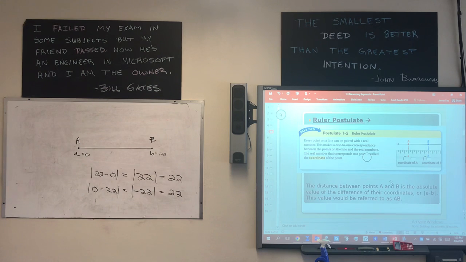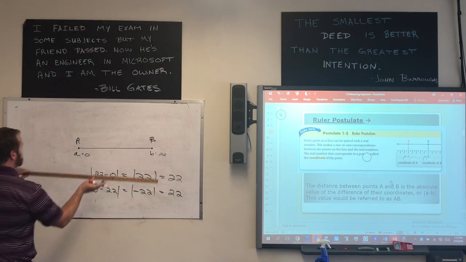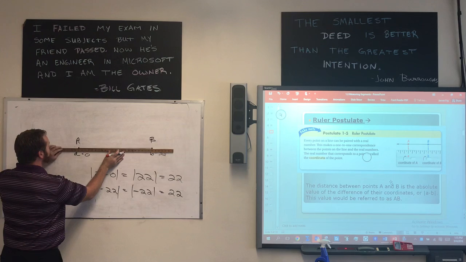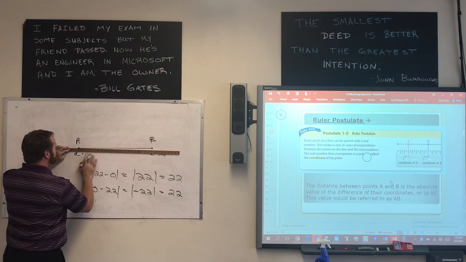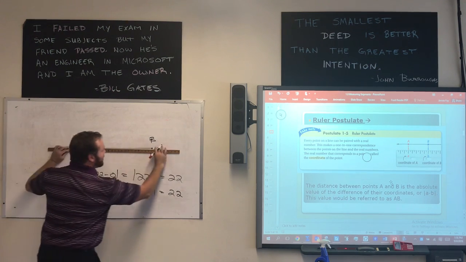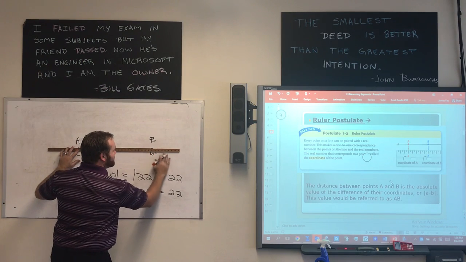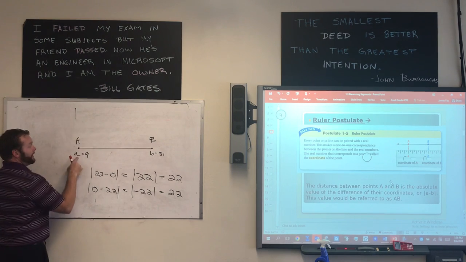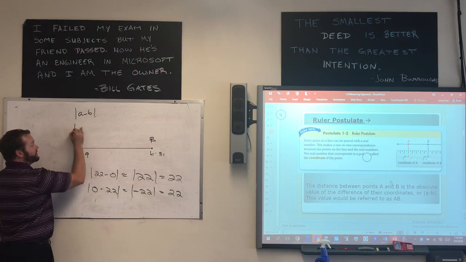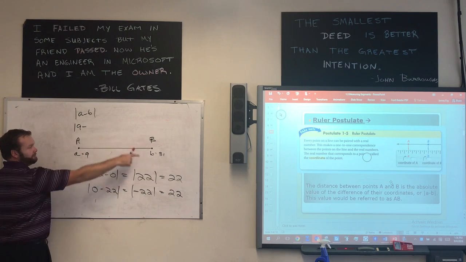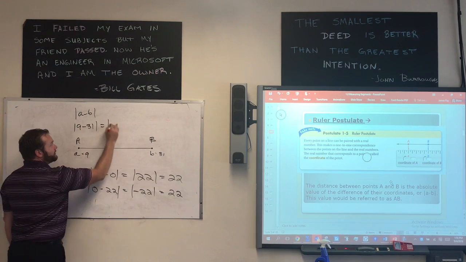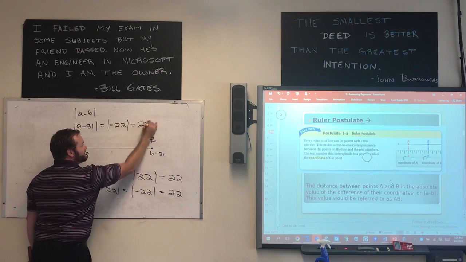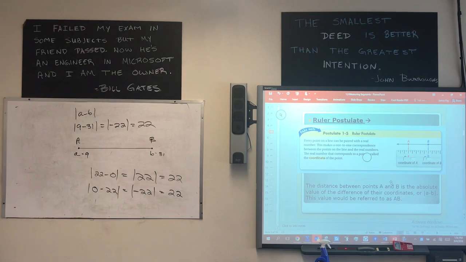0 doesn't have to be your starting point. I can put my ruler up here, and let's say I put it on 9. So I let A be 9, and I come over here, and B ends up being 31. So now if I do A minus B in the absolute value, A is 9, B is 31. Does this still give me 22 as the distance? Yeah. So you don't always have to use 0 as one of your endpoints.